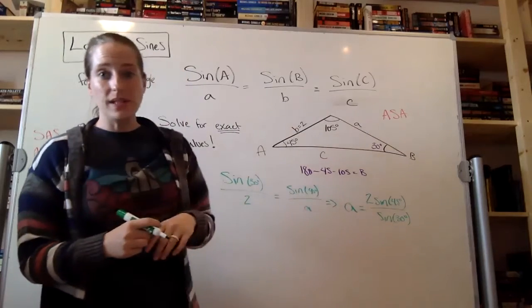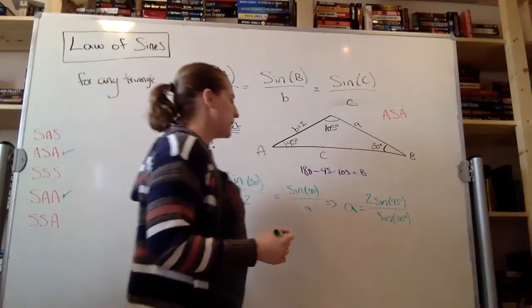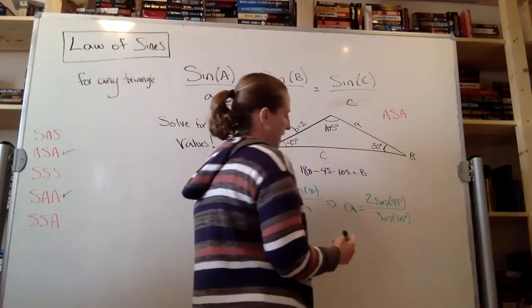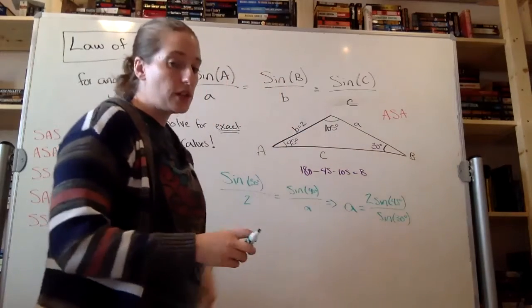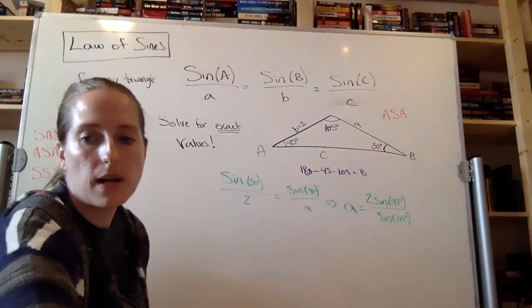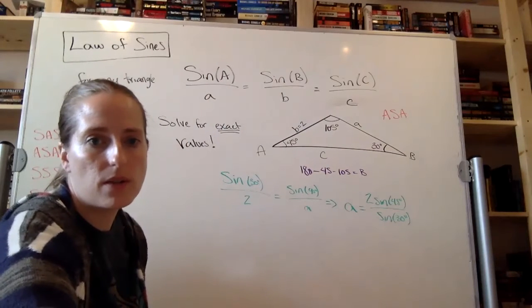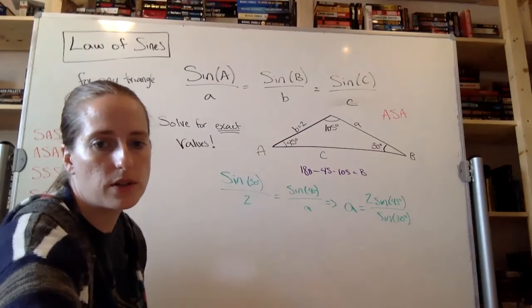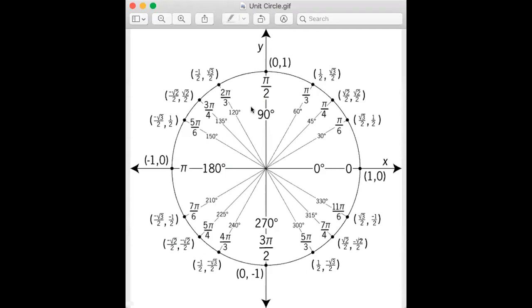So now we have to do this exactly. It means we can't go to our calculator at this point. Instead, we have to remember what sine of 45 and sine of 30 degrees are. If you don't remember, it's cool. That's why we have a unit circle, right? So if we pull up our unit circle real quick, we need to know sine of 45. Here's 45. Sine of 45 is square root of 2 over 2. We also need to know sine of 30. Here's 30. Sine of 30 is 1/2.